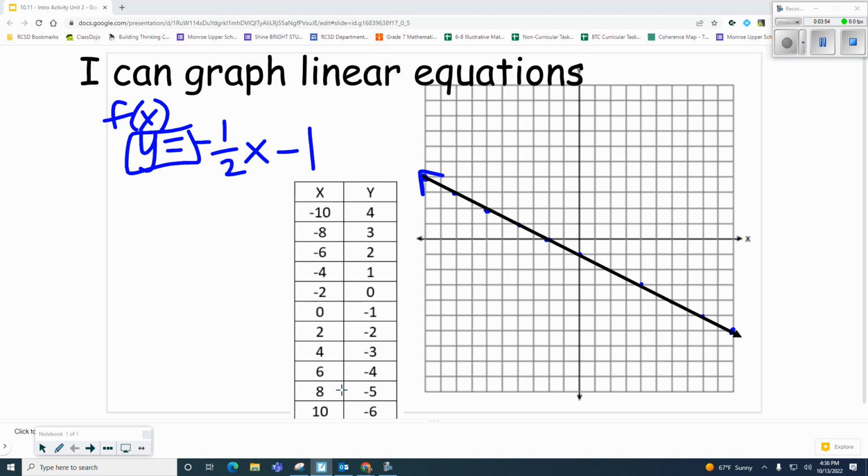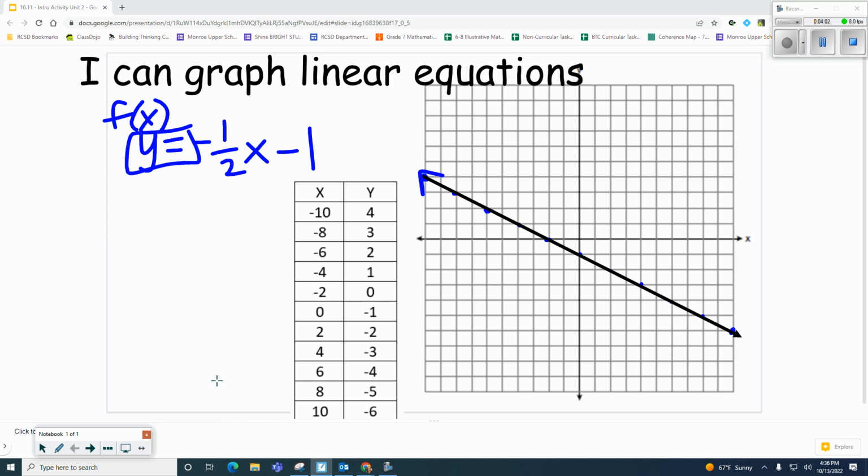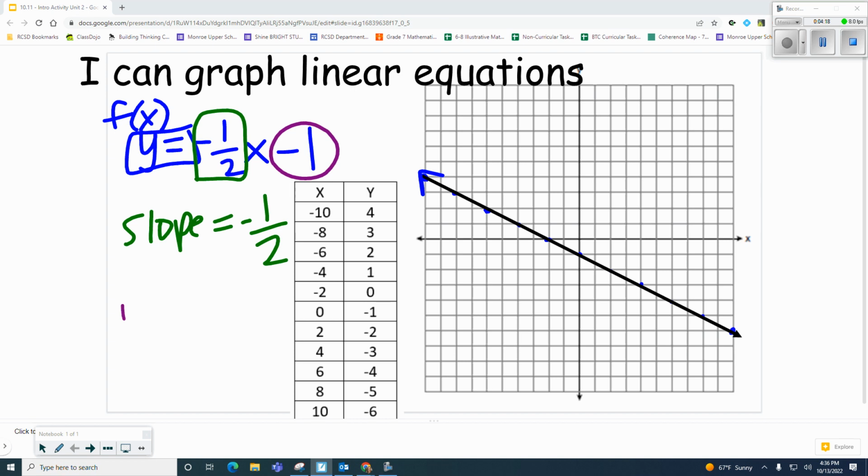The second way to graph is using the slope and the y-intercept. We just reviewed how to do that, and hopefully you can see the slope is the number in front of x. So the slope equals -1/2. Then the y-intercept is this number, so the y-intercept is -1. When you're graphing this way, you start at -1. Here's my y-axis, so I have to go down 1. That would be this point right here.